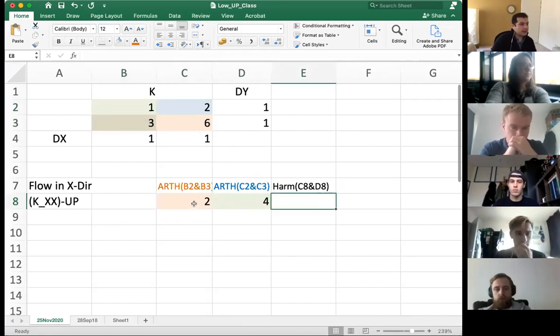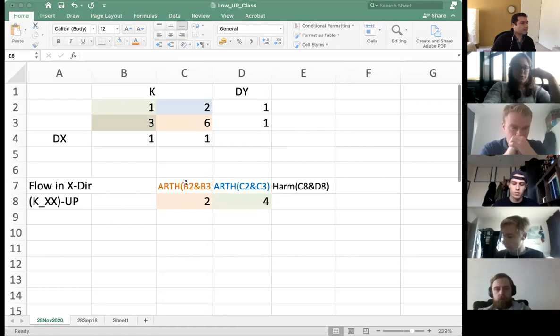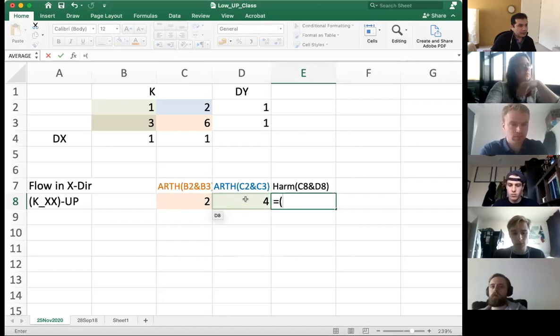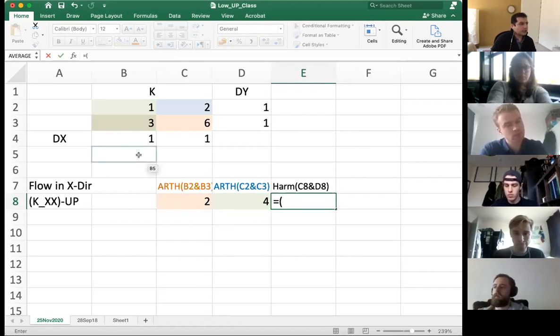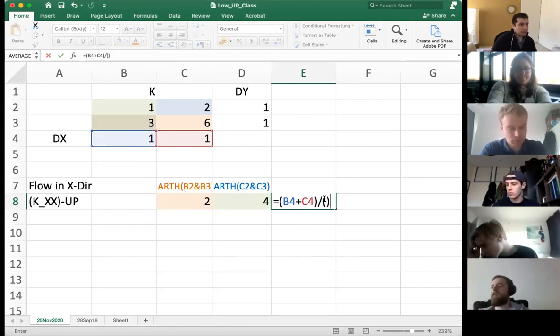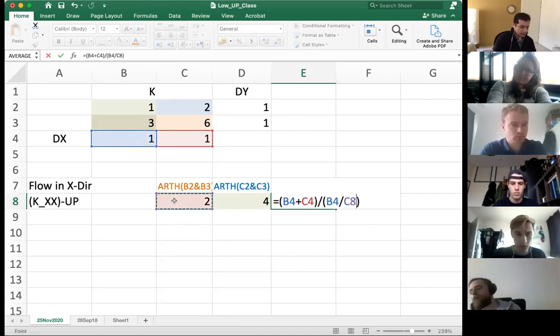Okay, so harmonic average between these two is what? Can you think about it? 2 multiplied by 2 and 4. Exactly, so it is equal. Total length is the length between these two. What's the total length? Is B4, which is this delta x, plus the other one, plus this. This is the total length divided by length of the first column, which is B4, divided by its permeability, plus length of the second column divided by its permeability. That's it.